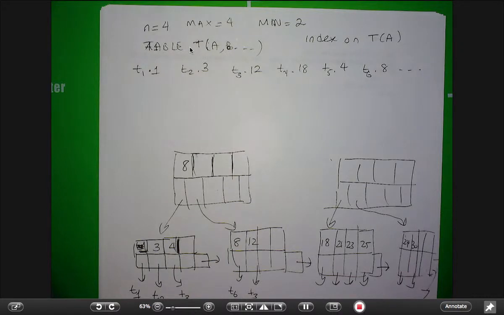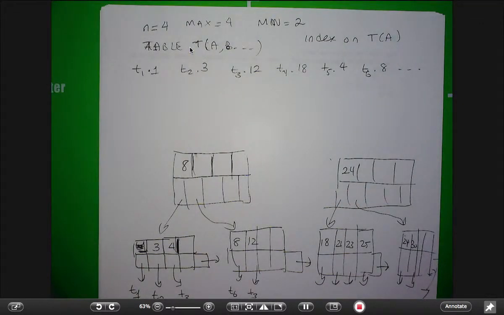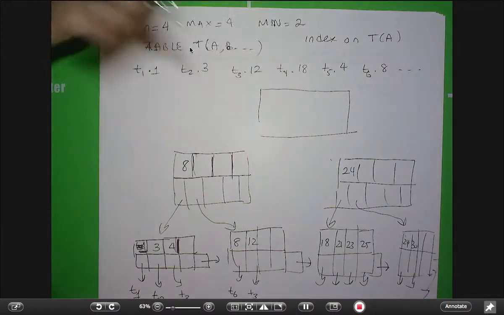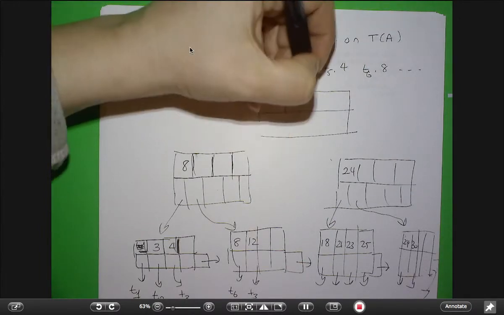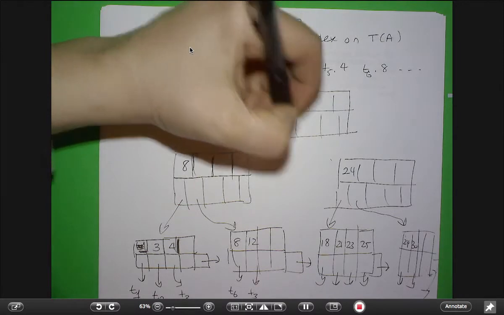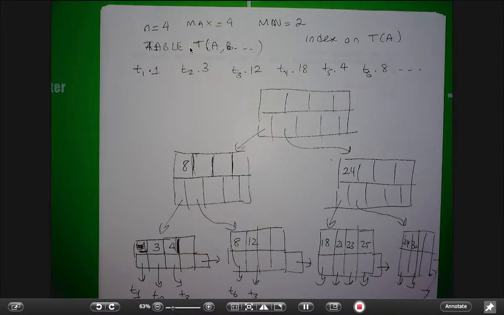What is the key value that distinguishes between these two? 24. Now, in this index, I'm assuming that there are no duplicate values. We will talk about what happens if you have duplicate values. Okay? So, and I can put one more level above this.